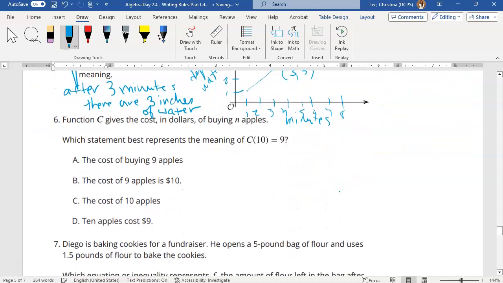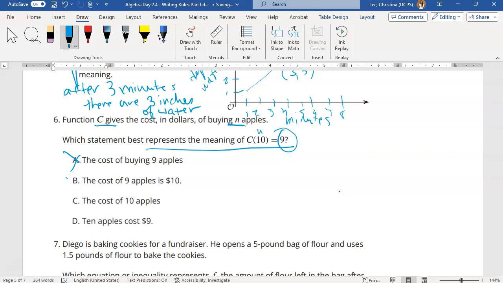All right, function C gives the cost in dollars of buying N apples. We looked at a similar one today. Which statement best represents the meaning of C of 10 equals 9? So the cost of dollars in buying N apples means that this is the N and this is the cost. So the cost of buying 9 apples, no, it's actually the cost of buying 10 apples.